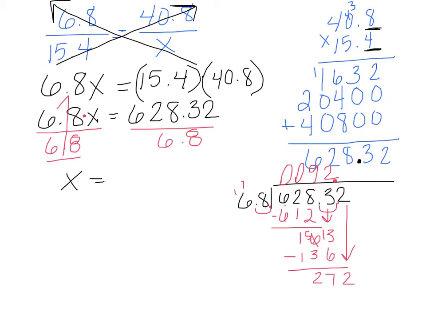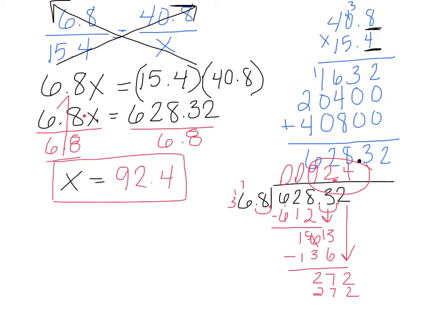And 68, I'm going to guess, goes into 272 about 4 times. 4 times 8 is 32. Carry my 3. 4 times 6 is 24. Plus 3 is 27. So my answer is this thing. So I need to put it over here: 92.4. And now I can box my answer. But guess what? I have to check. So you're going to be doing a lot of work with decimals. So make sure you do your checks.